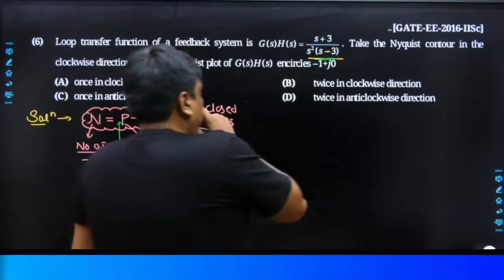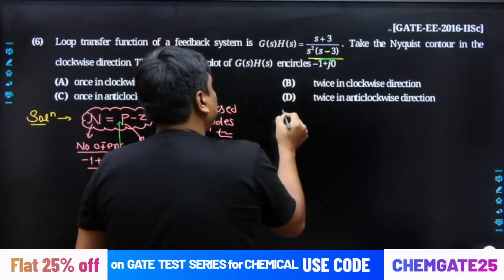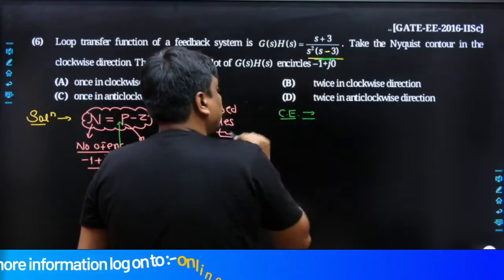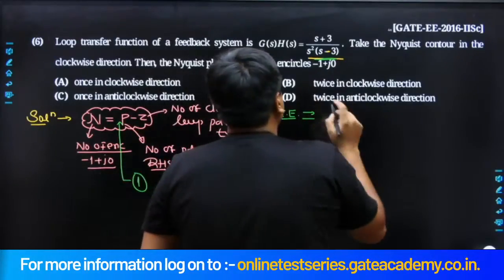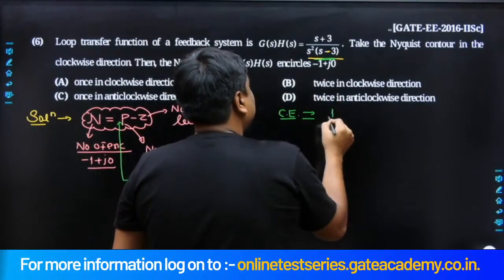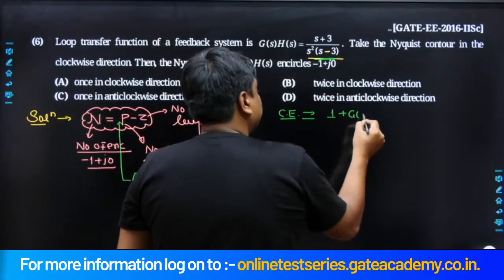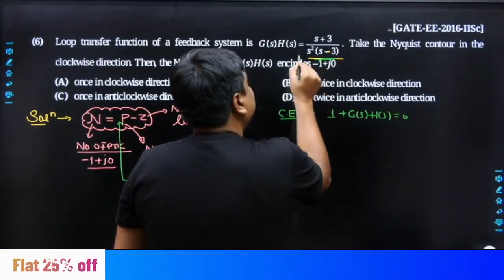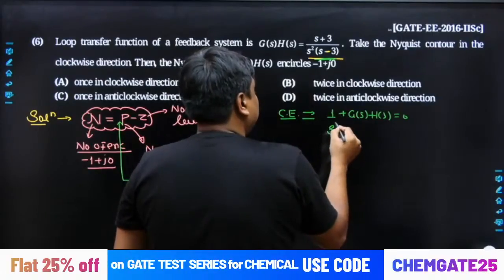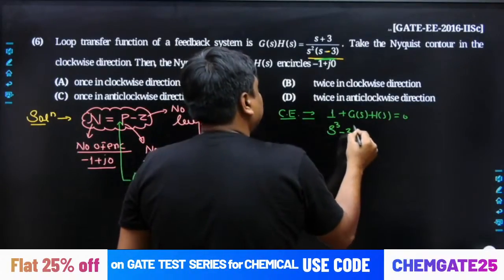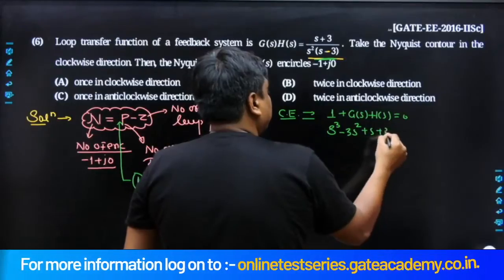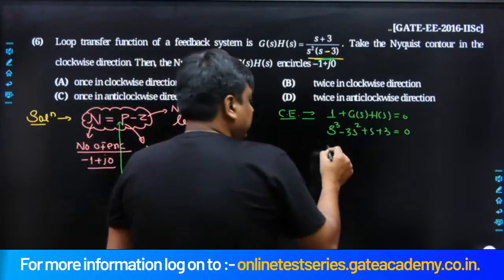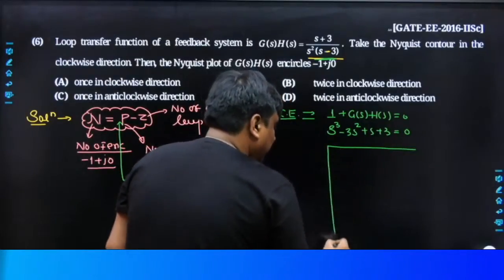So what we are going to do here is create the characteristic equation, because we are talking about the stability of the closed loop system. What's going to be the characteristic equation? It's simply going to be 1 plus G(S)H(S) compared with 0. Now S gets multiplied with S square, it becomes S cube minus 3S square plus S plus 3 equals 0. So obviously the polynomial created is of order 3.